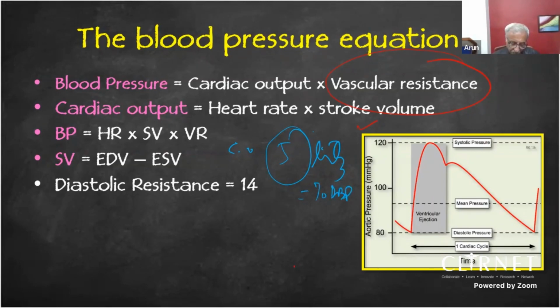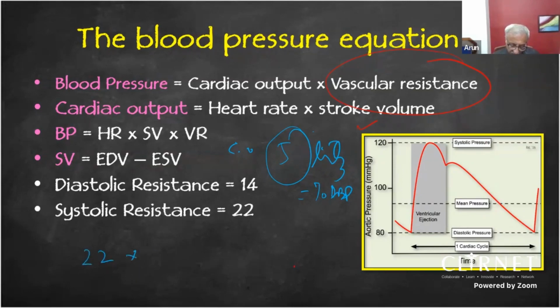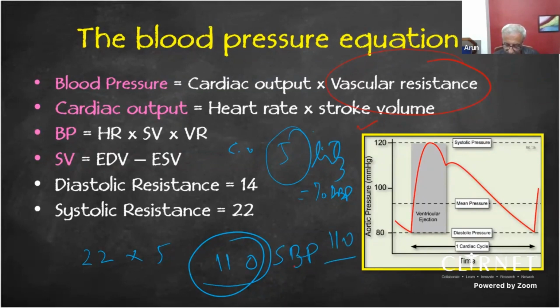The next is your systolic resistance. If we multiply 22 into 5, that comes to 110. So 110 is your systolic BP. This means we have 110 by 70 millimeters of mercury as your blood pressure.